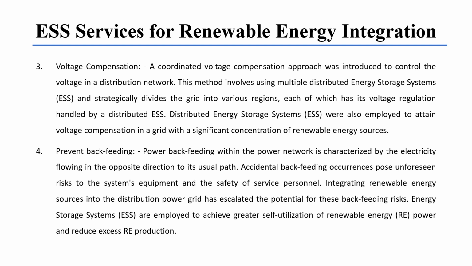The last operation is preventing backfeeding. Backfeeding within the power network is characterized by electricity flowing in the opposite direction to its usual path. Accidental backfeeding poses a corresponding risk to system equipment and the safety of service personnel. Integrating renewable energy sources into the distribution power grid has increased the potential for backfeeding risk. Energy storage systems are employed to achieve greater self-utilization of renewable energy power and reduce excess RE production.